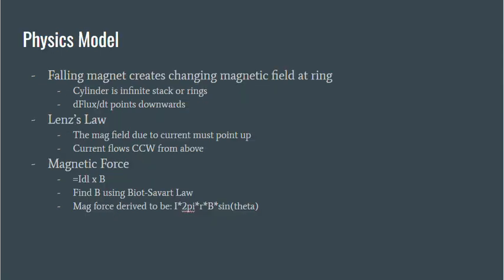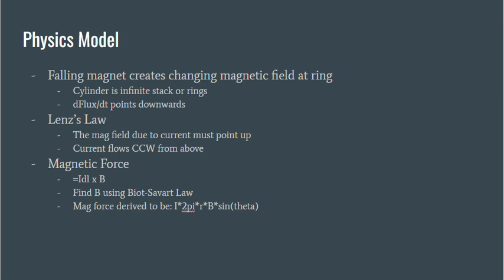For our physics models, a falling magnet creates a changing magnetic field at a ring. The cylinder is just an infinite stack of those rings, and d flux/dt points downwards. Also, Lenz's law tells us that the magnetic field due to the current must point upwards, and current will flow counterclockwise from above.